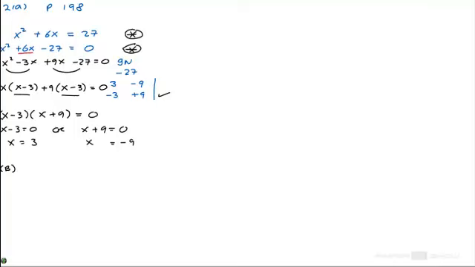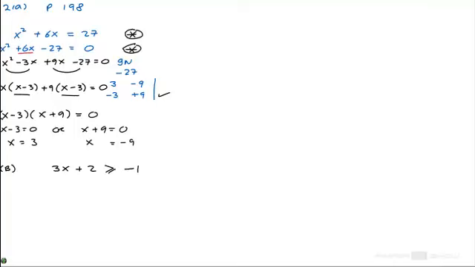Alright, the next question is an inequality. There's a lot going on. You're asked to solve for x. The question on its own, 3x plus the bit that's important for us that we're going to be working with, of course, greater than or equal to minus 1.